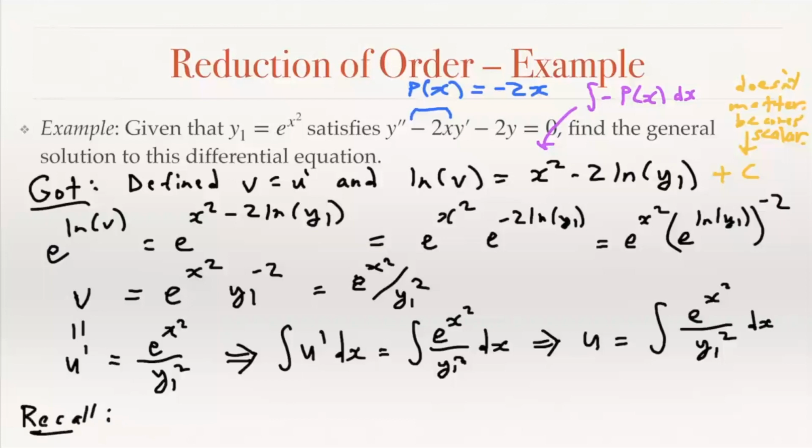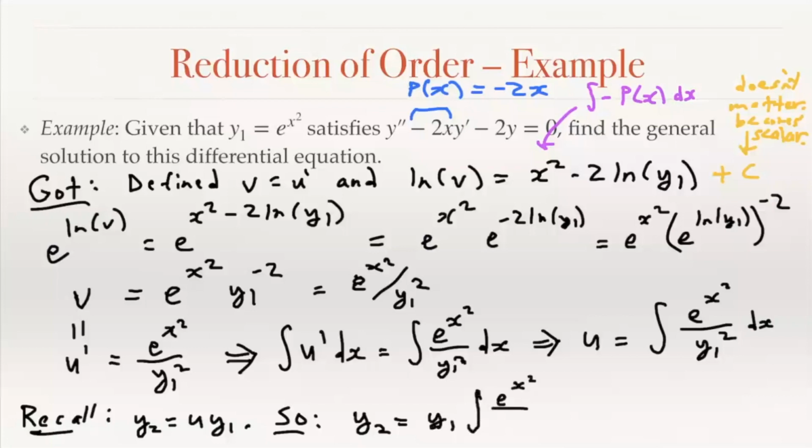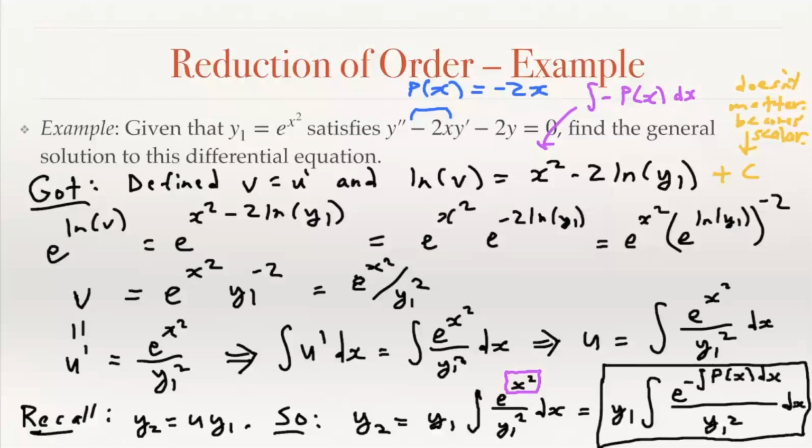And recall that this whole thing started with that we let y2 be u y1. So therefore, y2 is equal to y1 times this integral of e to the x squared over y1 squared. And if we wanted to make this completely general, look to the purple. I'm using color coding. That x squared there, that was the integral of negative p of x dx, the coefficient of y prime. And we can pull out the minus sign outside the integral. And we have our formula for the other linearly independent solution.